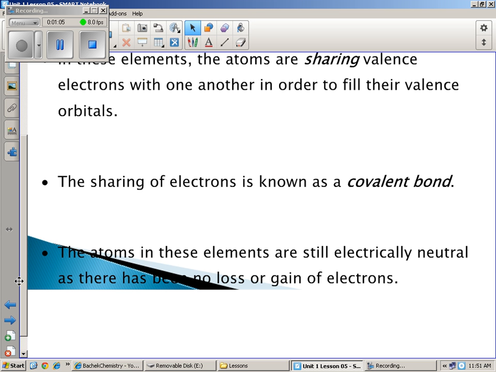These elements, and eventually compounds we'll look at, are still neutral. There has been no loss, no gain of electrons. So there's no positive charge, there's no negative charge. They are still neutral. They're sharing, okay?